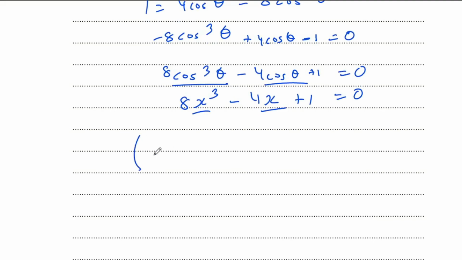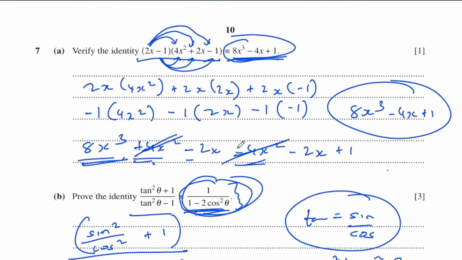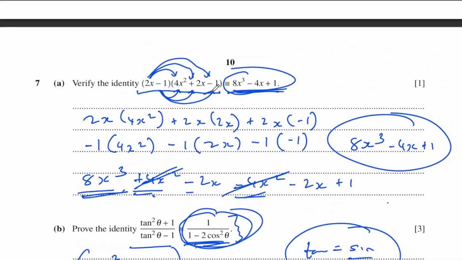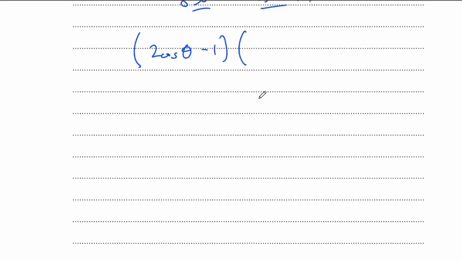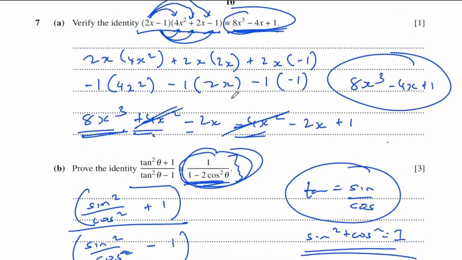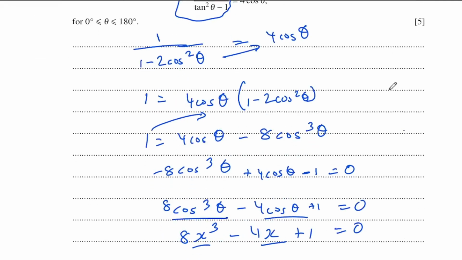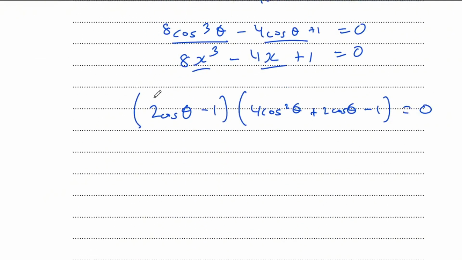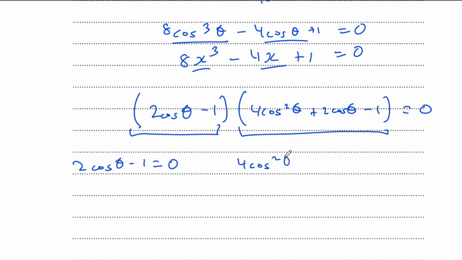So 2 cos theta minus 1 and 4 cos square theta plus 2 cos theta minus 1, right? Just confirming, yeah. And that will be equal to 0. So we have our first bracket equals to 0 and our second bracket equals to 0. So 2 cos theta minus 1 equals 0 and 4 cos square theta plus 2 cos theta minus 1 equals 0.